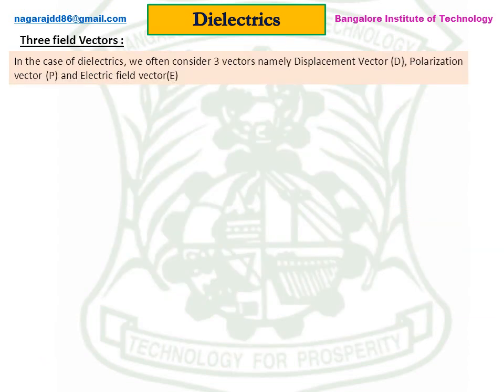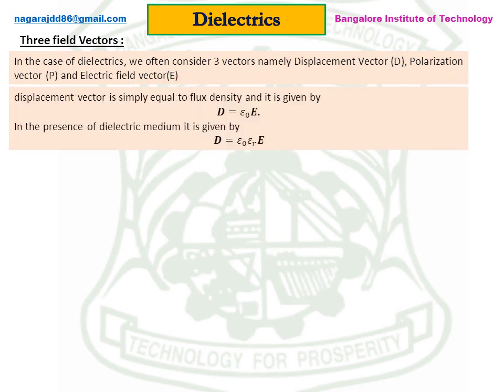In dielectrics, we frequently talk about three field vectors. They are displacement vector represented by D, polarization vector represented by P, and electric field vector represented by E. We already discussed polarization P and electric field vector E. What is this displacement vector? It is simply equal to flux density and it is given by D equals epsilon naught into E, and this equation is borrowed from electrostatics.